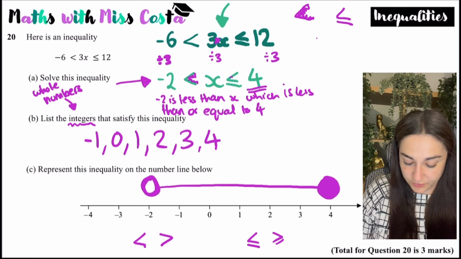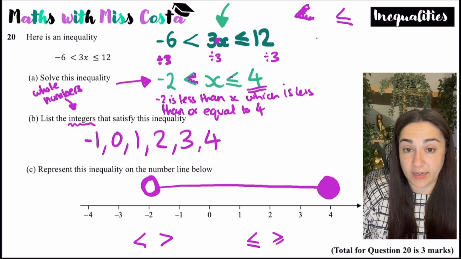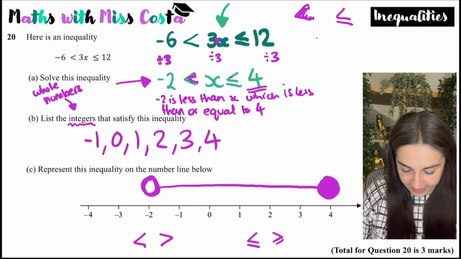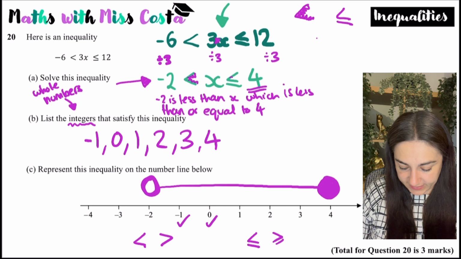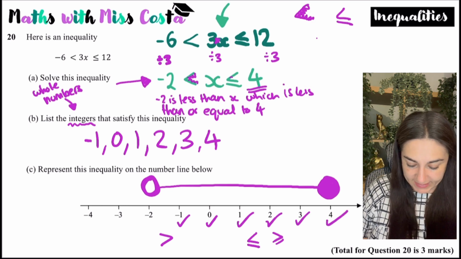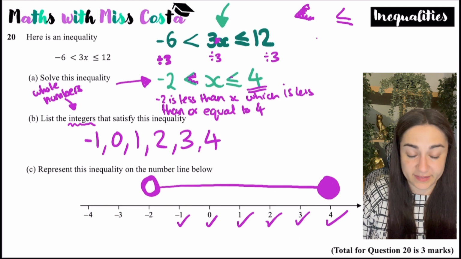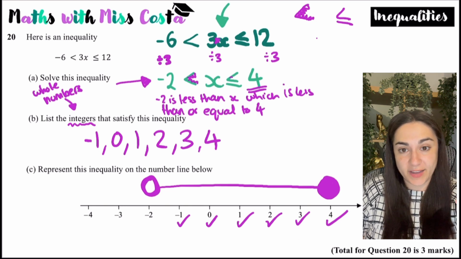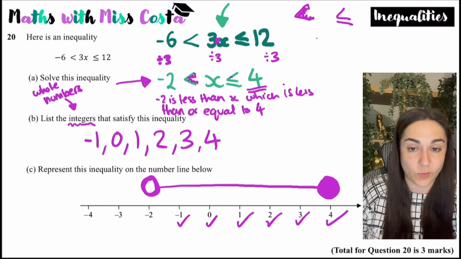You draw your dots, join them together. If it can be equal to it, then you colour the dot in because it symbolises that x could be -1, 0, 1, 2, 3 or 4. So it's just an easy way of seeing where the x values must lie between. And that's all inequalities are. We don't know the exact value of x, we just know that it has to be greater than something or less than something.